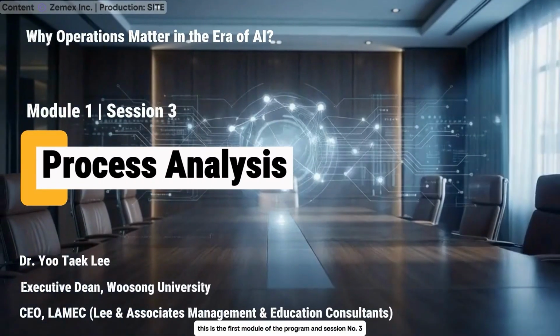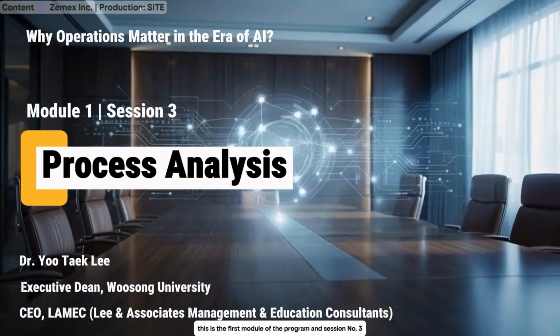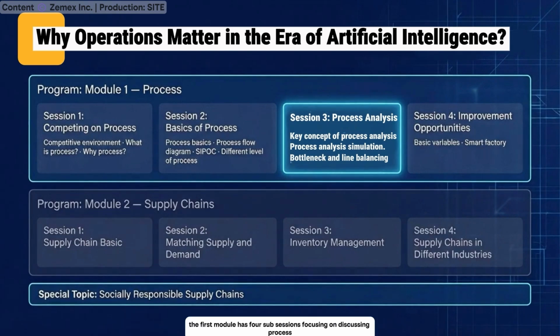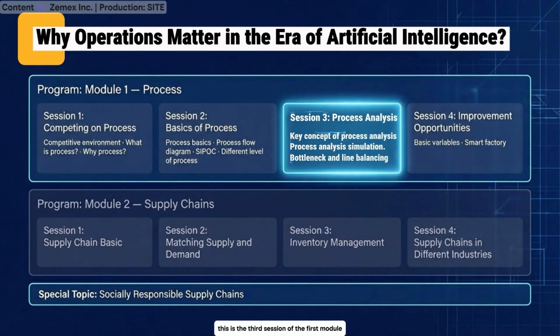Process Analysis. This is the first module of the program and session number 3. This program consists of 2 modules and 1 special topic, as you can see from the table. The first module has 4 sub-sessions focusing on discussing process. This is the 3rd session of the first module.